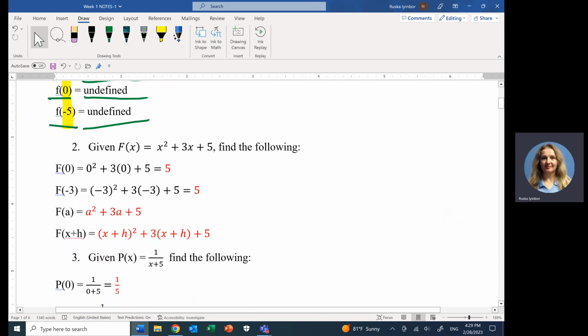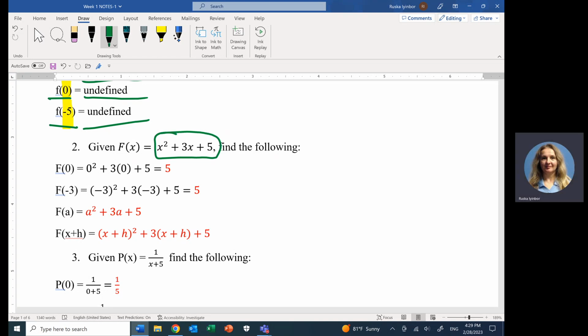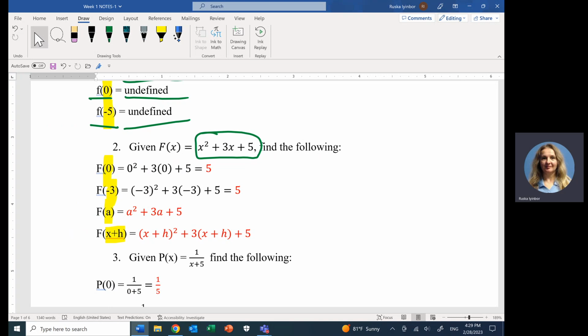For number 2, we have another evaluating a function. This is the function now. X squared plus 3x plus 5. We need to find f of 0, f of -3, f of a, f of x plus h. So what you're doing here, copy the function and replace x with 0. That's how we get 5.